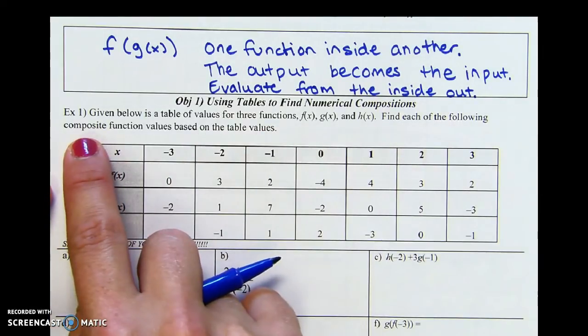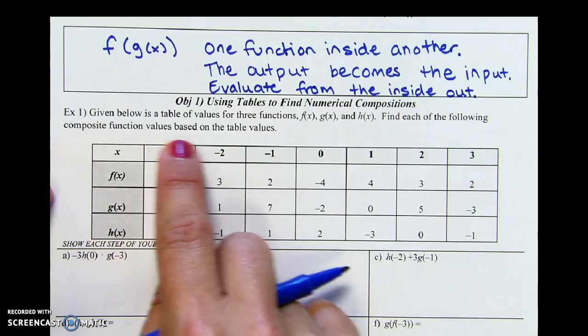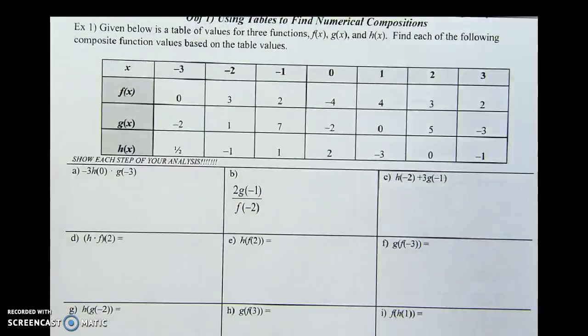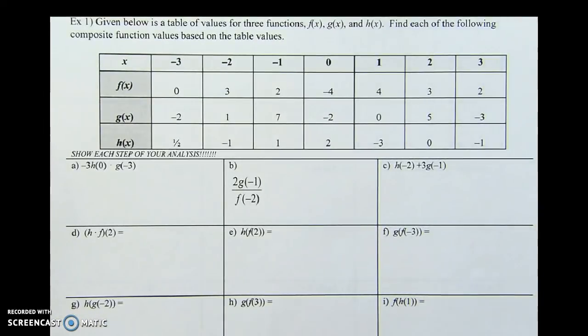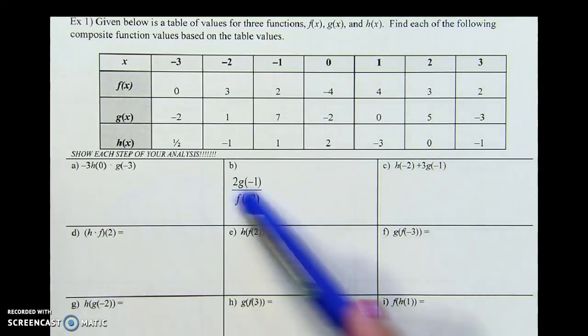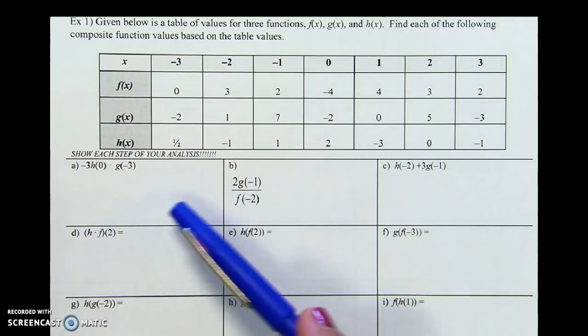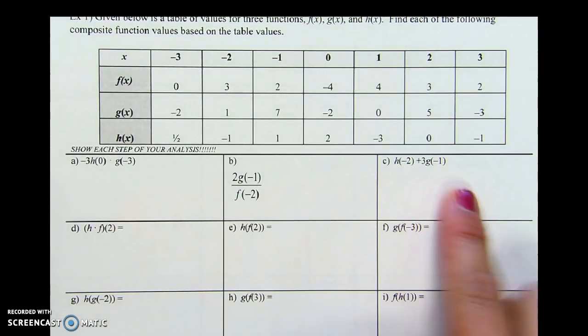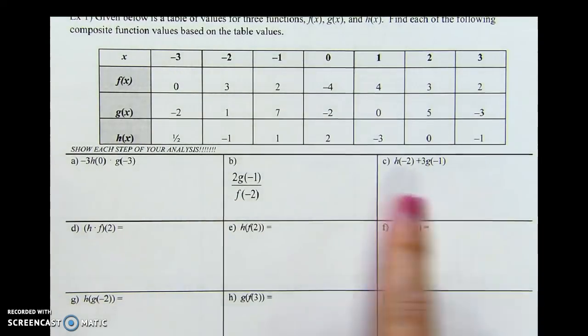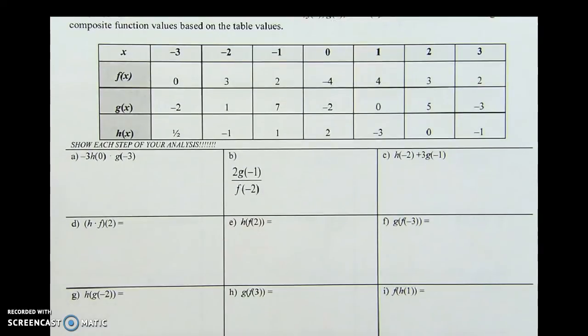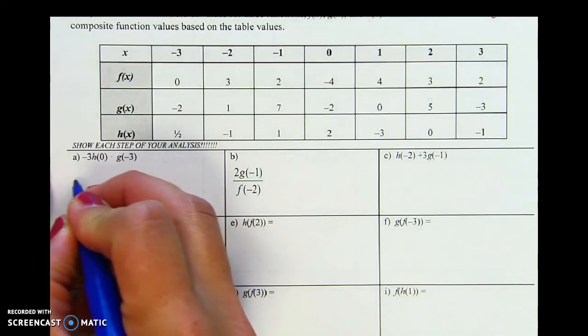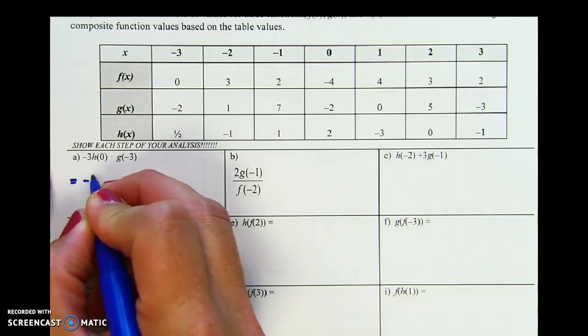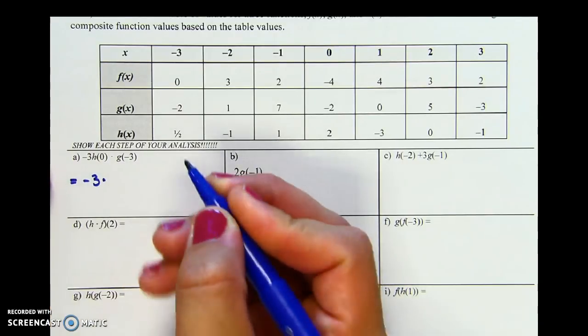Find each of the following composite functions values based on the table of values. Are you ready to rumble? Here we go. Actually, A, B, C are warm-ups. So these are not composite functions yet. Our composite functions begin on E. So let's just do a warm-up to get ready to use this table. So -3 times h of 0.